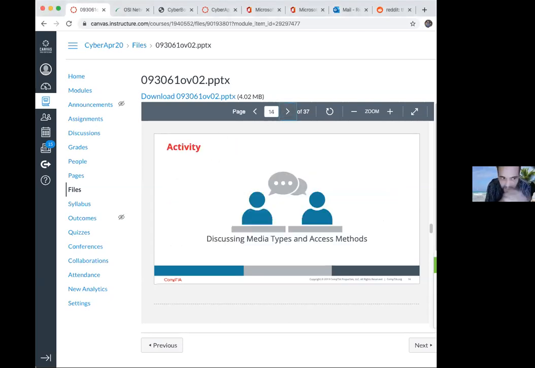All right, so our first activity is 2-1, and it's discussing media types and access methods. So take about 10 minutes for that, I think.